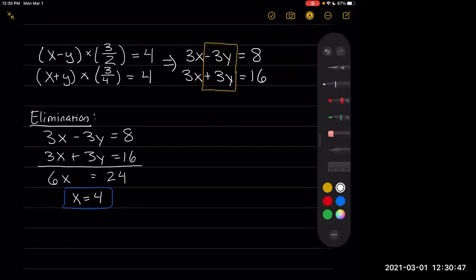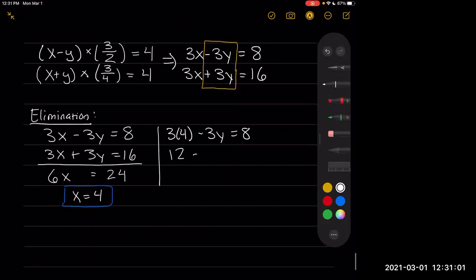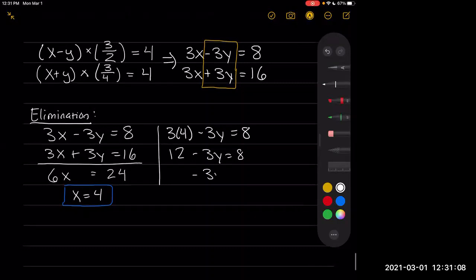And now we're going to back substitute in with this x equals 4. I'm just going to plug it into the first equation. So we get 3 times 4 minus 3y equals 8. So 12 minus 3y equals 8. We subtract 12 from both sides, and we get 3y equals negative 4. And if we divide both sides by negative 3, we get y equals 4/3.